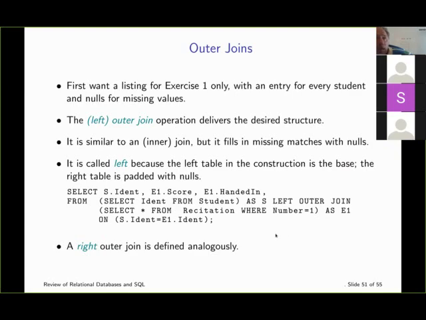Right outer join is analogous, and then full outer join, which is a lot of times what you'll see, would be something where if there's a record of somebody getting a grade on a recitation, but the ident is not in student, then basically it'll give you that grade, and then it'll have null for the ident.